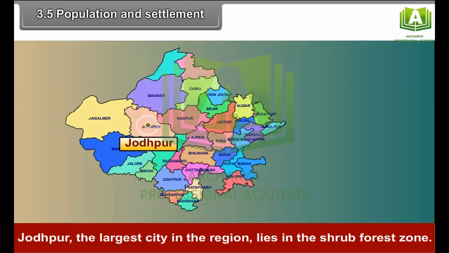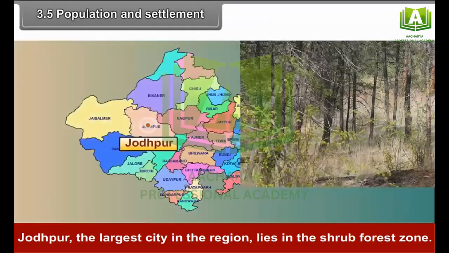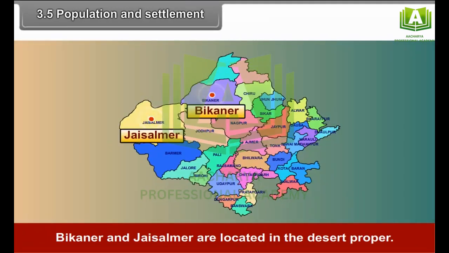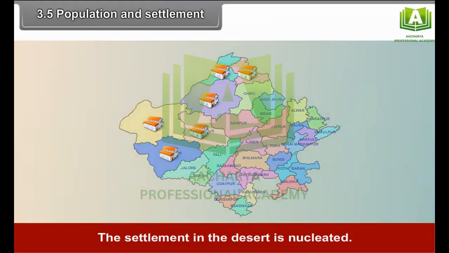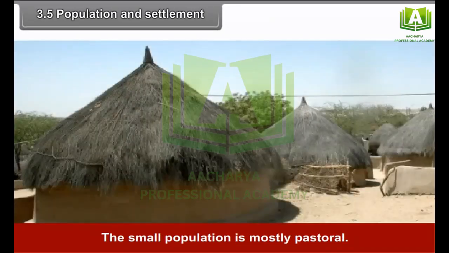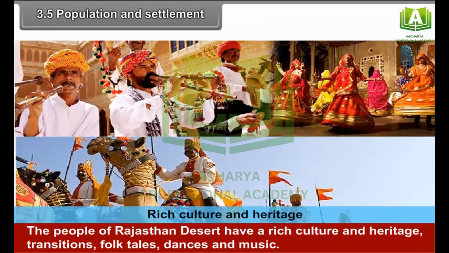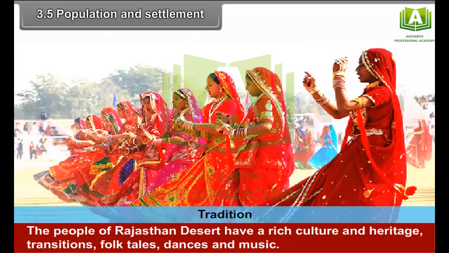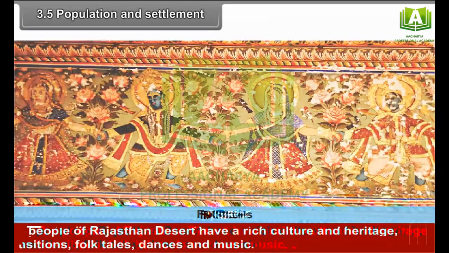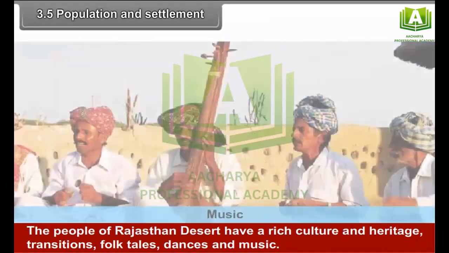Jodhpur, the largest city in the region, lies in the shrub forest zone. Bikaner and Jaisalmer are located in the desert proper. The settlement in the desert is nucleated. The small population is mostly pastoral. The people of Rajasthan desert have a rich culture and heritage, traditions, folk tales, dances, and music.